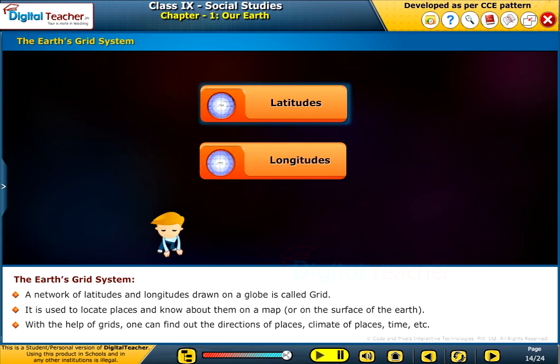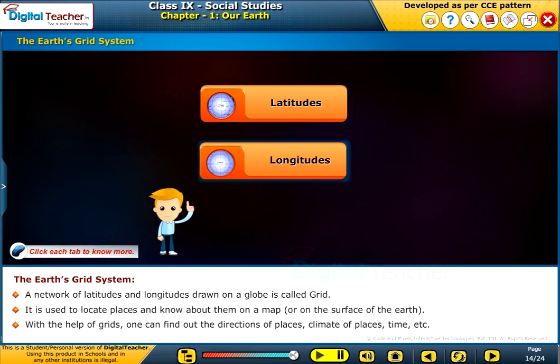Latitudes, longitudes. Click each tab to know more.